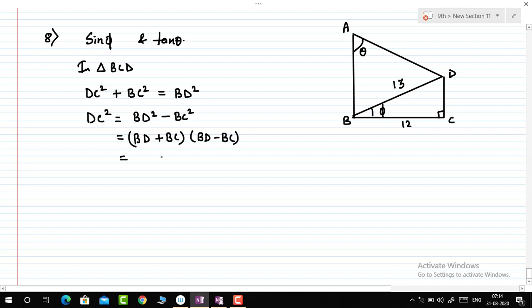multiplied by A minus B. So BD is how much? It is 13 plus BC 12 and multiplied by 13 minus 12. So it comes 25 multiplied by 1, that means 25. So we got DC square equals 25, so DC will be plus minus 5, but we will accept the positive value as we are finding the distance. So we got the value of DC, that is 5.